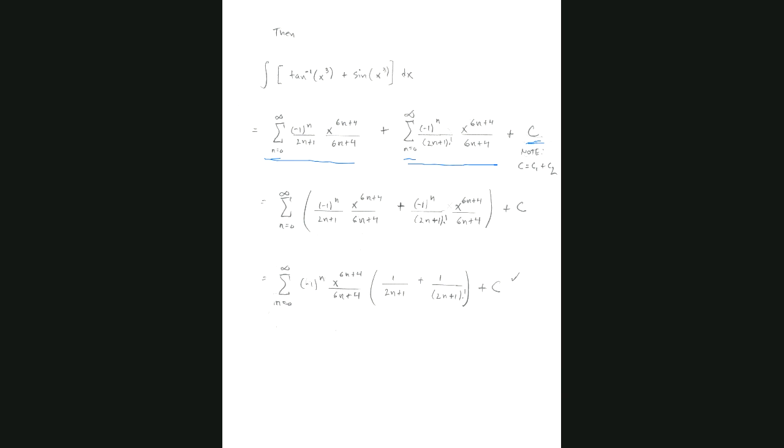And if you don't mind, I'll rewrite my sum like this. I have x to the 6n plus 4, well, -1 to the n times x to the 6n plus 4 over 6n plus 4. That's a common factor between the two expressions, so I factor that out.